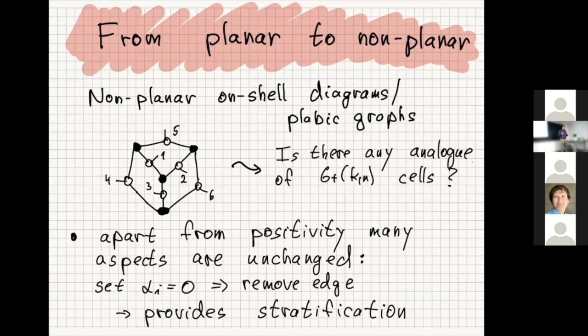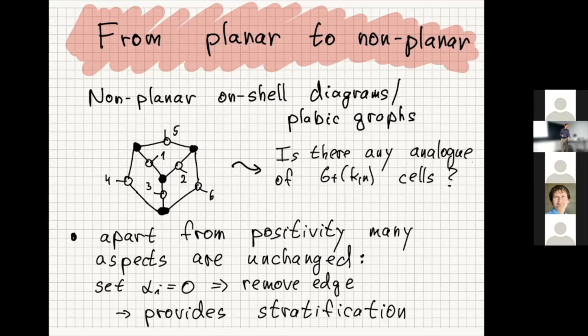You get another plabic graph, non-planar, and eventually you actually get a planar one. Once you remove enough edges, it planarizes, and then you get a planar plabic graph, and then the story about the positive Grassmannian kicks in. So eventually it crosses that line and it becomes a positive Grassmannian.